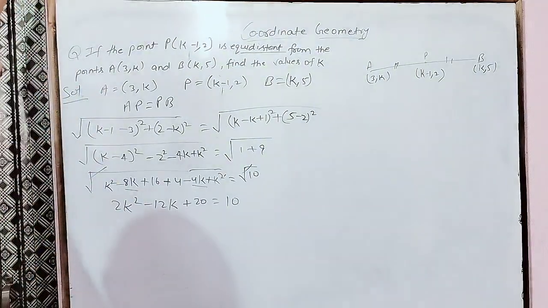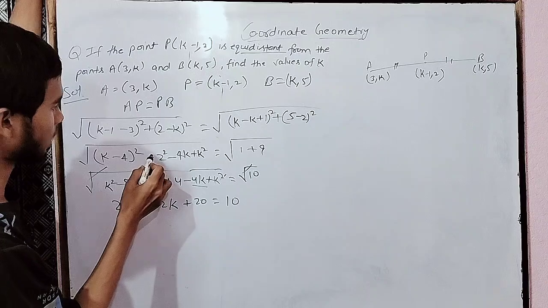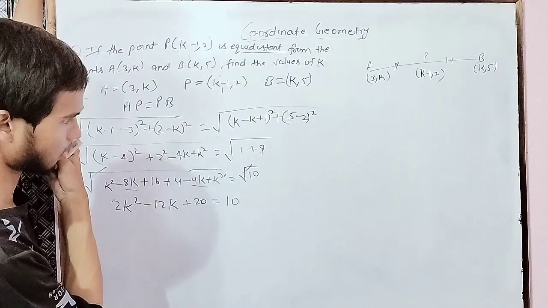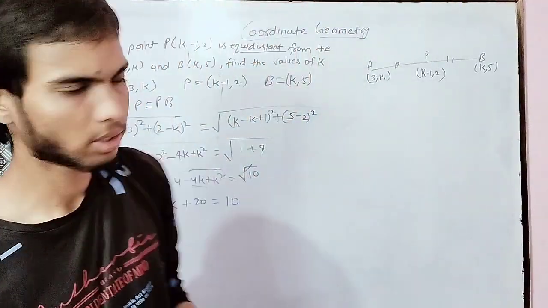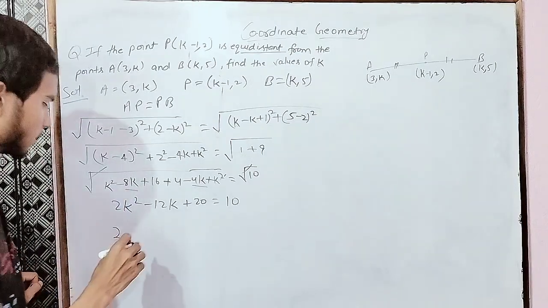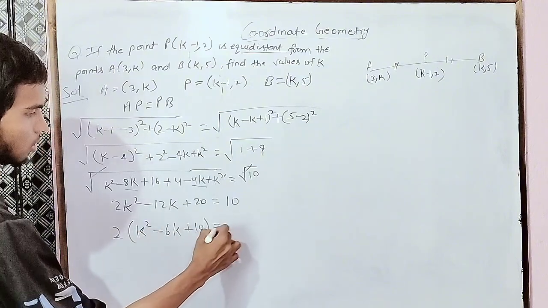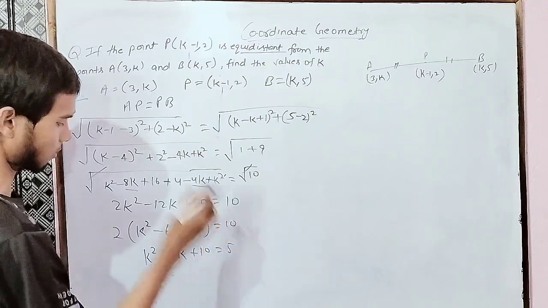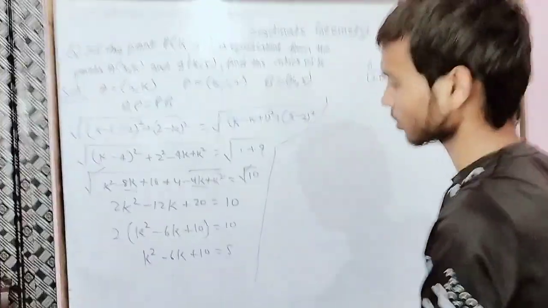Then here, it will be how? This will be plus and this will be minus. Okay, and this will be plus. Now it is correct. I have applied. I was doing wrong here. Now we have a quadratic k square 6 10. So we have k square 6k plus 10 5 plus 5 plus 5.